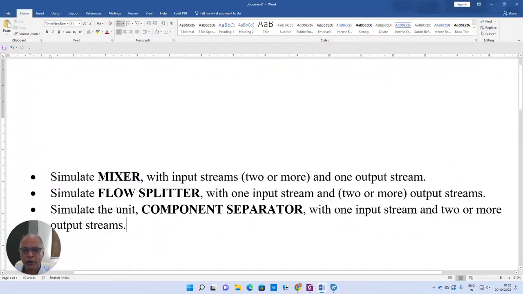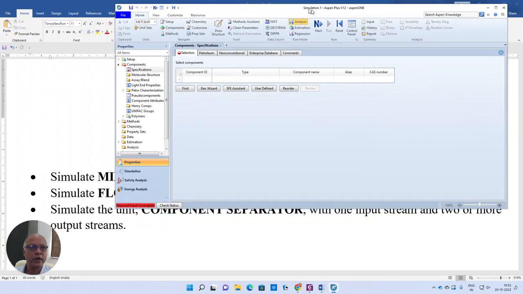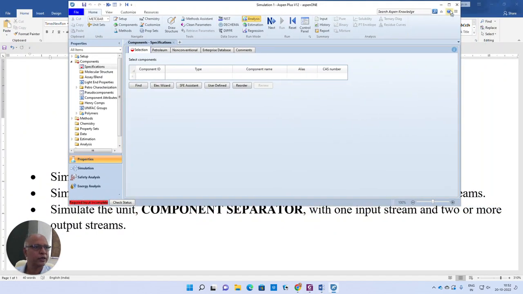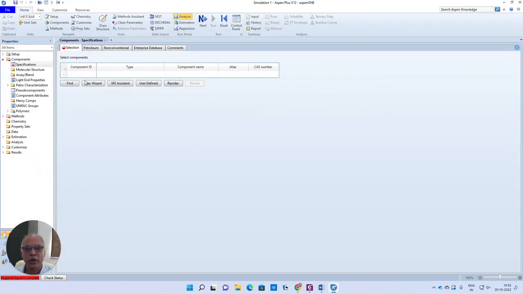Yeah, good morning. In this session, I would like to demonstrate simulation of some simple blocks like mixer, flow splitter, and component separator by taking a few simple examples. So let us go ahead with simulating these examples or these models in Aspen.